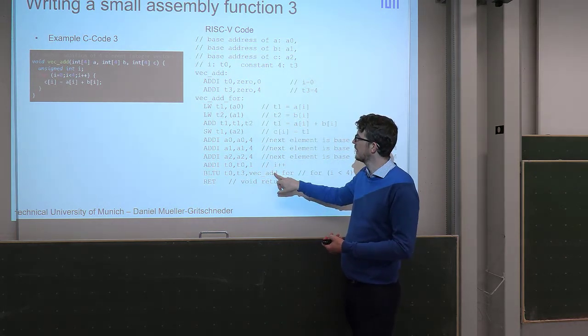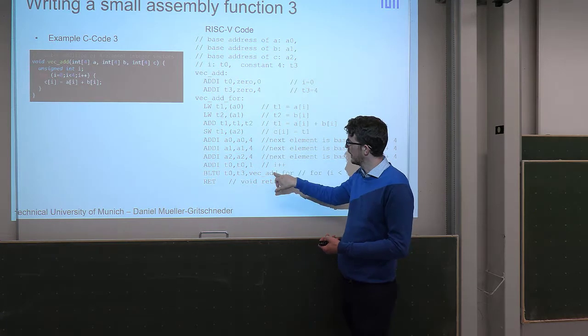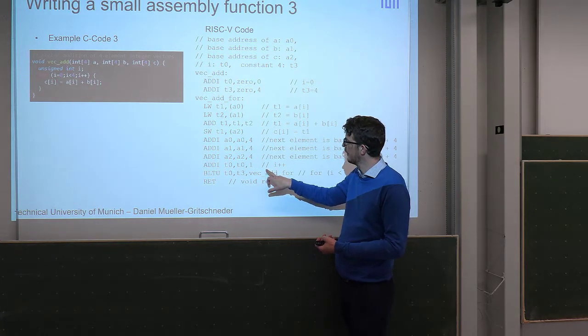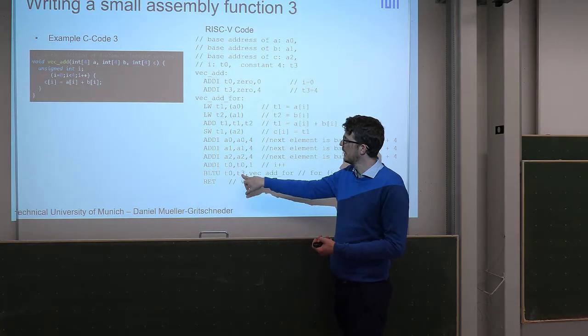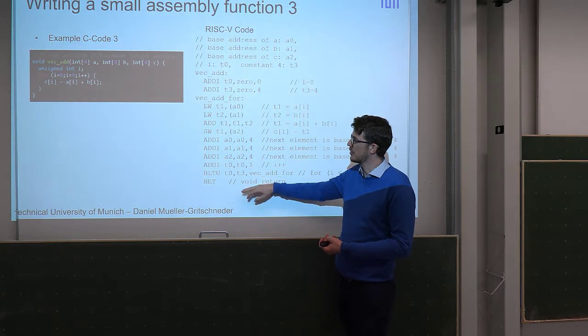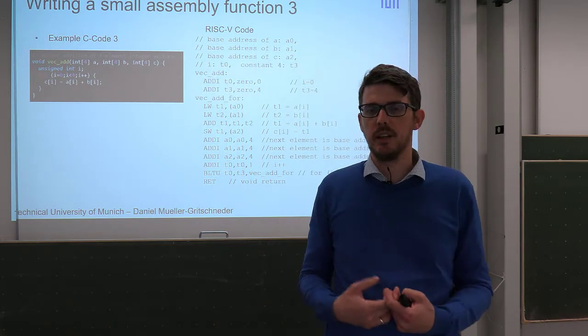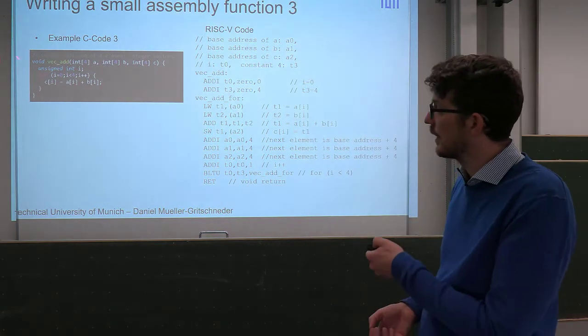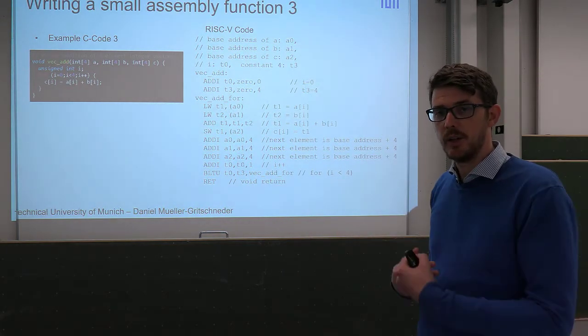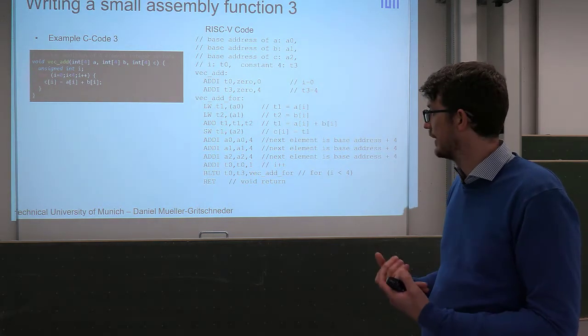If this is the case, we jump back and say okay, we're not finished yet. We have to jump back to the beginning of the loop. And if I then becomes 4, this is not true, and then we can just return. We don't have to put anything into A0 because this is a void function, so there is no return value required.